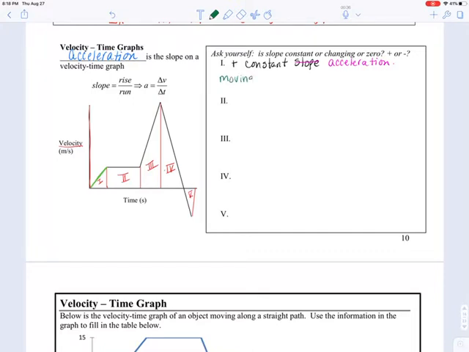How do I know it's moving forward? Because my velocity is in the positive area of the y-axis. I have positive velocity, and it's speeding up, going faster. How do I know it's going faster? Because I know the acceleration or the slope is positive. Okay, and when the velocity and the acceleration are both in the same direction, both positive or negative, but both in the same direction, then your object is increasing in speed.